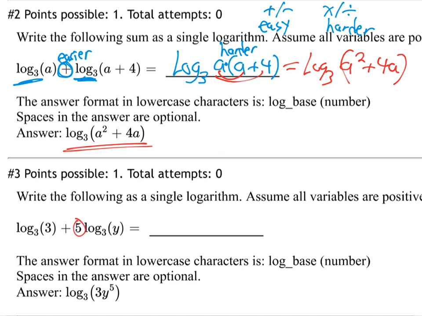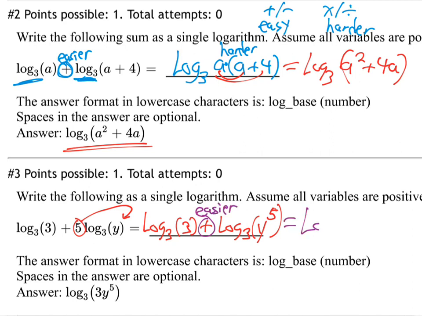What do we do with this number in the front? He jumps up to the power. So this will become log base 3 of 3 plus log base 3 of y to the fifth. That jumps up to the power. And now, an easier job for two logs becomes harder. Notice they're both log base 3, so that doesn't change. It's going to be harder.